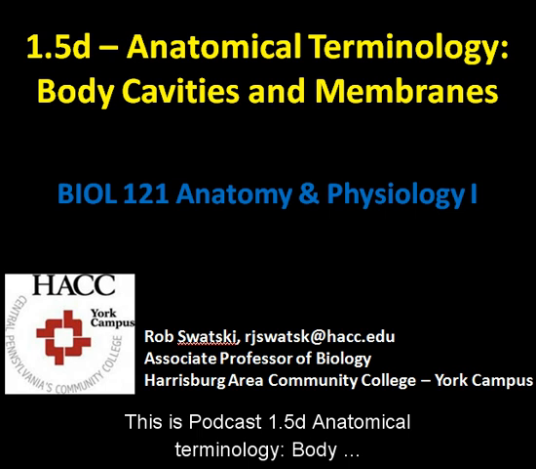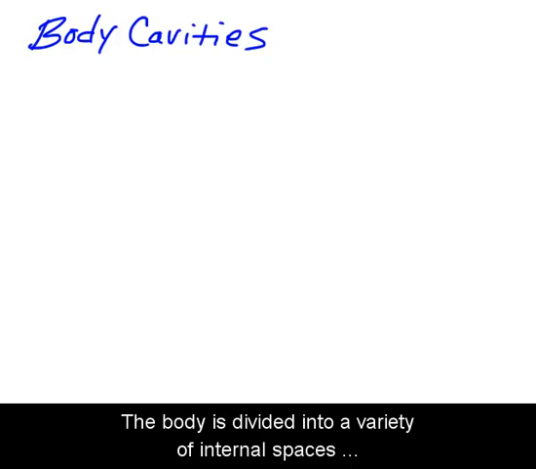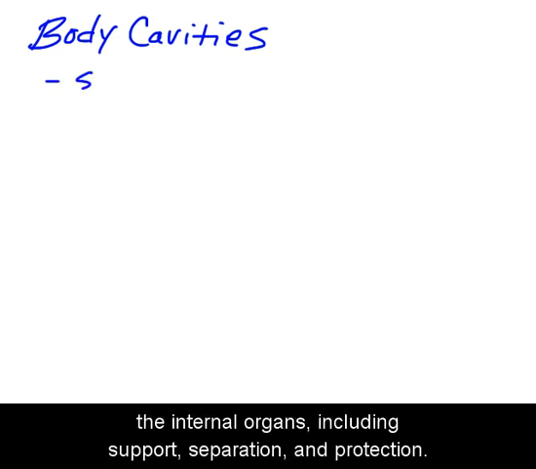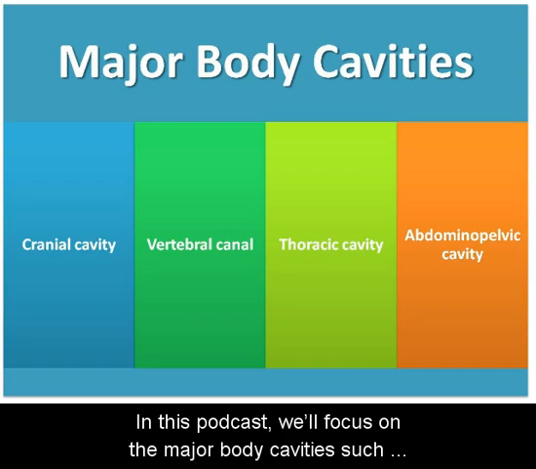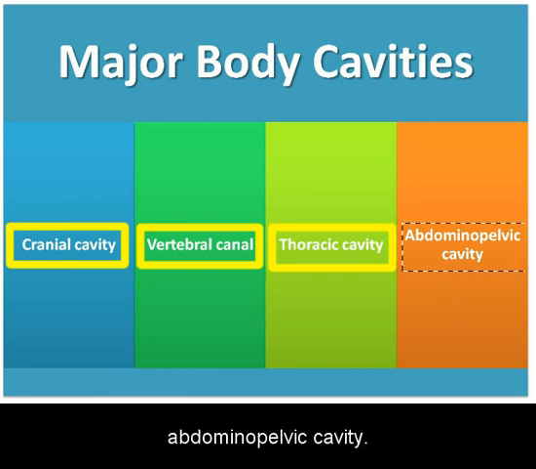This is podcast 1.5D, Anatomical Terminology, Body Cavities and Membranes. The body is divided into a variety of internal spaces called body cavities that provide important functions to the internal organs, including support, separation, and protection. In this podcast, we'll focus on the major body cavities such as the cranial cavity, vertebral canal, thoracic cavity, and abdominopelvic cavity.